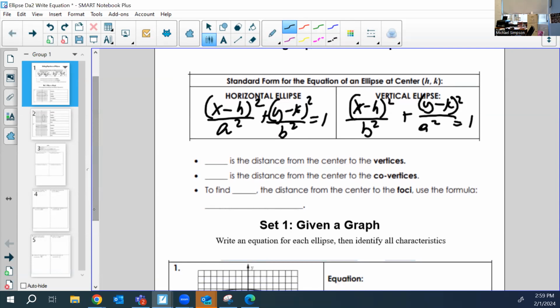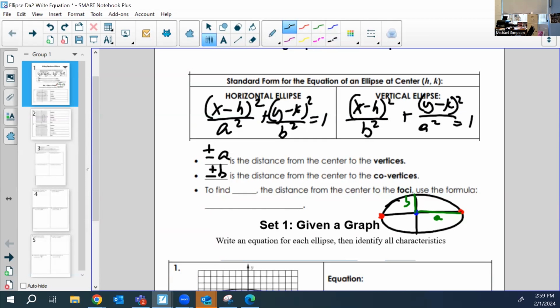Real quick, the distance from the center to the vertices. So again, if this is your ellipse right here, and so that is your center, and those are your vertices. The distance from the center to the vertices is plus or minus a. So this distance is a, and this distance is b. That's the co-vertices, and the distance to the co-vertices is plus and minus b.